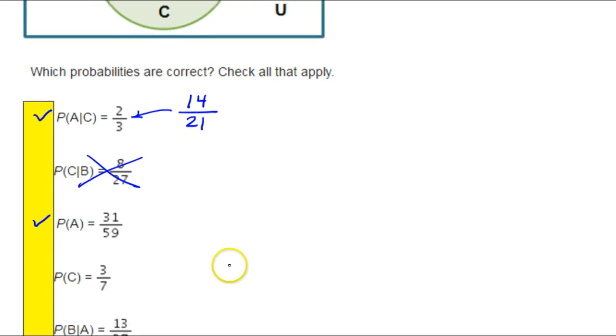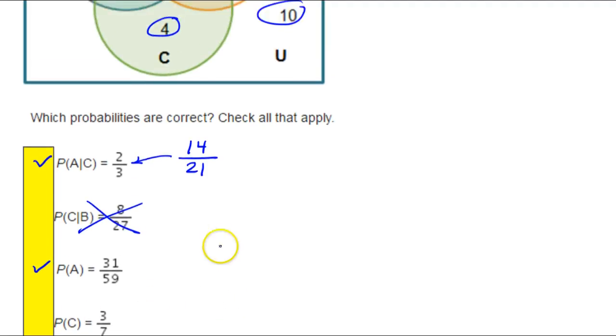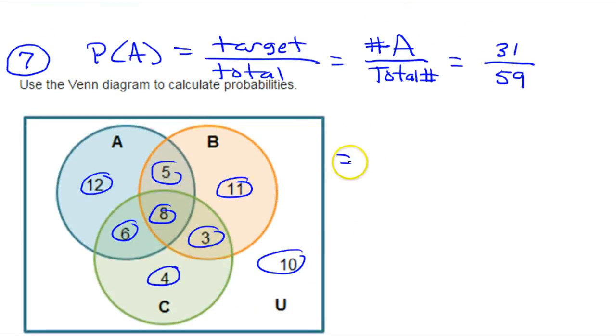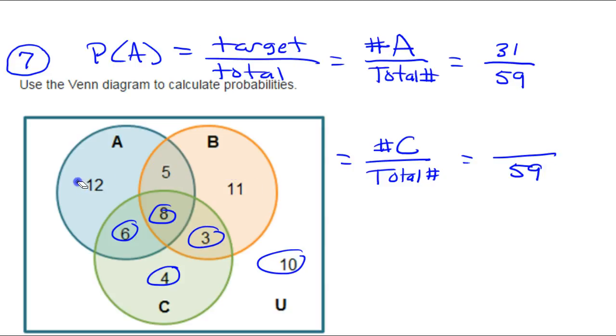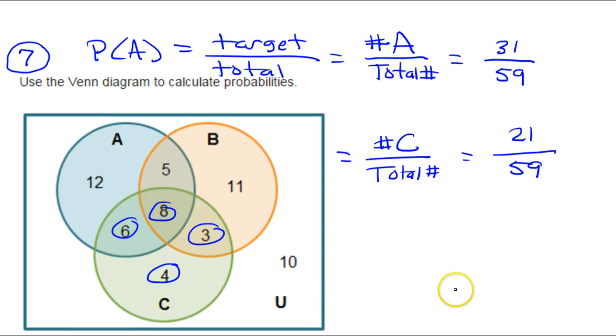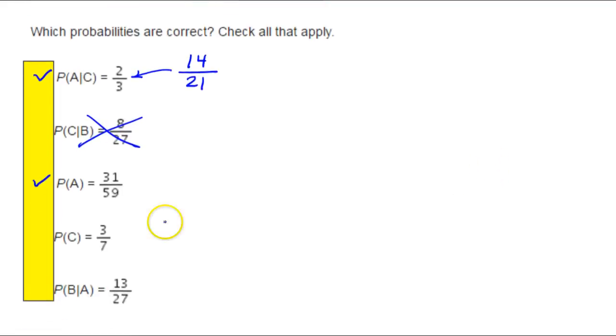So let's use that same technology to calculate the probability of C. So this should be the number of C divided by the total number. The total number is not changing, so that should still be 59. So it's just a matter of what's the total number of C, which is, that's 10, that's 11, so that's 21. So 21 out of 59. Okay, and that is not what they have, so that's wrong.